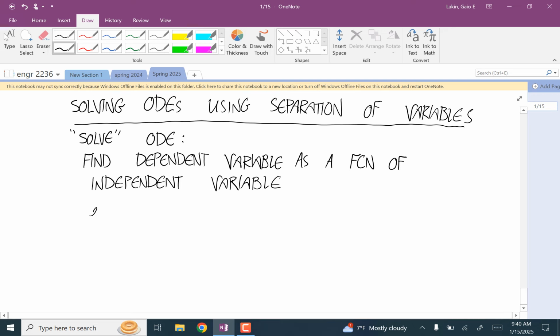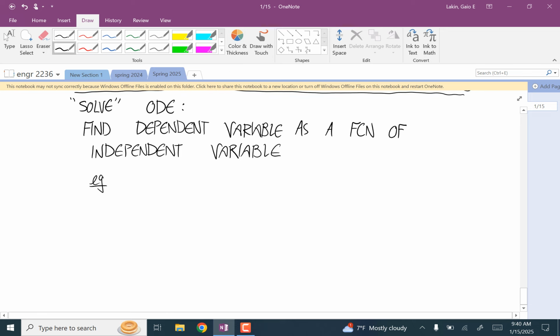So for example, if you have the differential equation d squared y dt squared plus 10 times dy dt is equal to 10y squared.